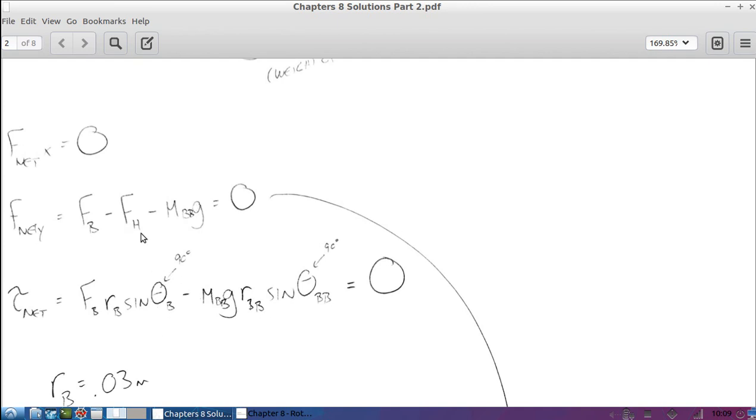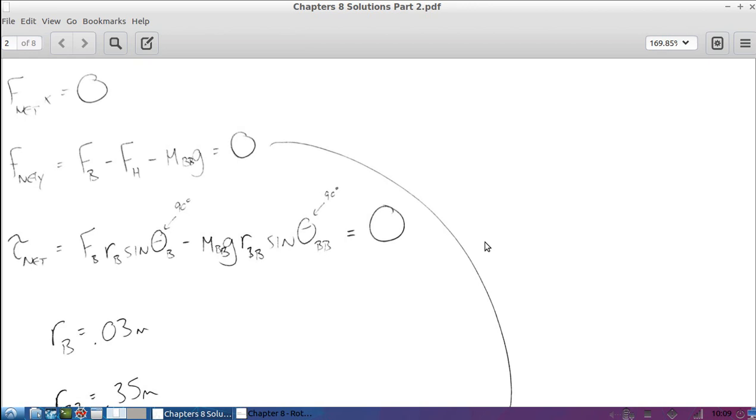But I want to eliminate this variable f sub h out of this equation. It'll just make my algebra nicer. Rather than having two equations and two variables, I can solve this tau net equation for the biceps force, and then I can come up here and substitute it in and then solve for the humerus force. That's my preferred method. I like to eliminate variables whenever possible.